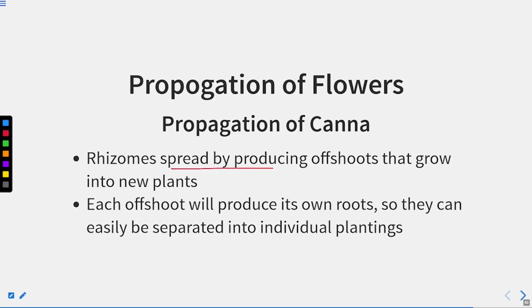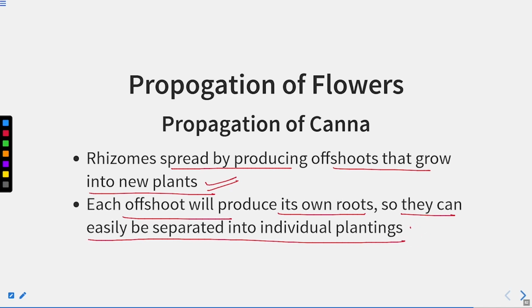Rhizome is spread by producing offshoots that grow into new plants. Each offshoot will produce its own root, so they can easily be separated into individual plantings. So how can we propagate this canna? Rhizome is spread by producing offshoots that can grow into a new plant. So we can cut off those offshoots, which have their own root, and they can be planted in a new place.